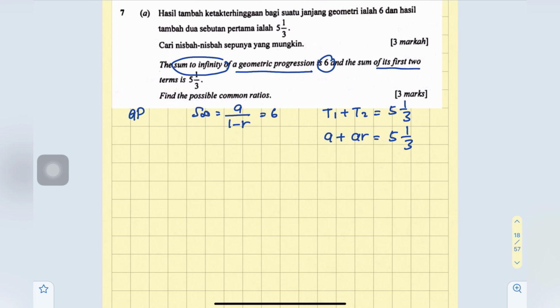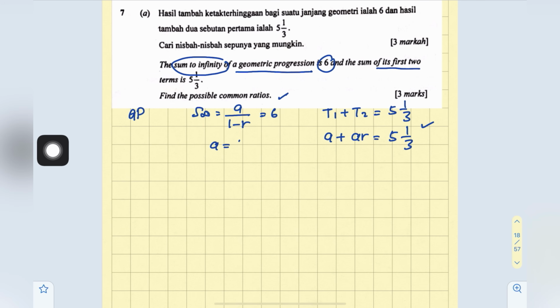Okay, so find the possible common ratio. Now we can see here we have two equations and two unknowns, so we can use simultaneous equations to solve this. First of all, from the sum to infinity, we find A.